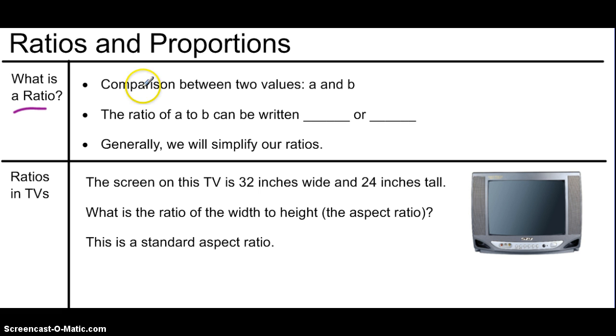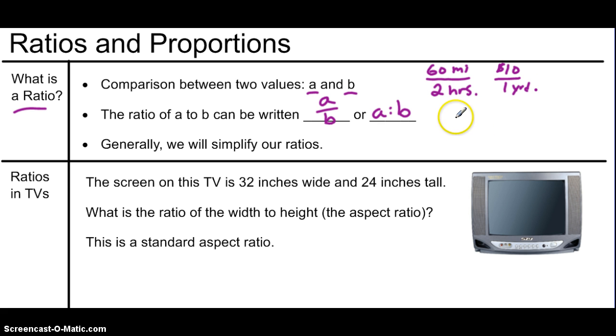Well, a ratio is a comparison between two values, A and B, where A and B stand for actual numbers, actual values. And the ratio of A to B can be written as a fraction, A over B, or like this, A with a colon, then B. So examples of ratios that you may have seen before are things like miles per hour. So you're going 60 miles in maybe 2 hours. That is a ratio. If you were buying something like wrapping paper and it cost you $10 per yard of wrapping paper, that's a ratio.